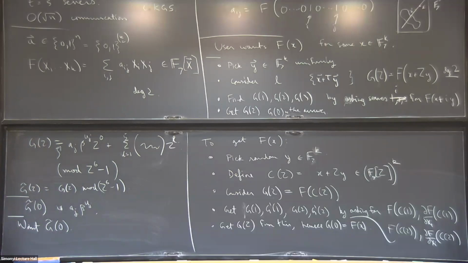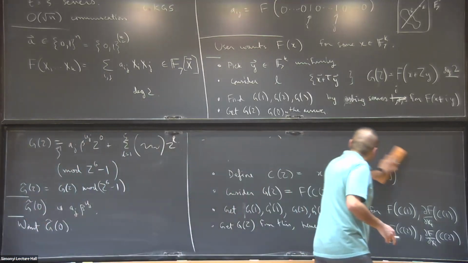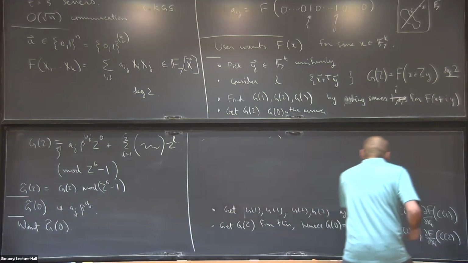So far I have not given you the protocol, right? This was just picking and defining. We have not done any communication. So now I'll tell you the communication. The communication is, let us find G tilde of 0 by recovering all of G tilde Z.